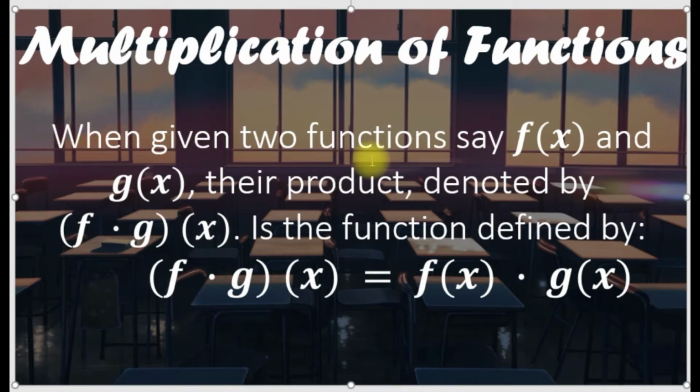When given two functions, say f of x and g of x, their product denoted by f dot g of x is the function defined by f dot g of x is equal to f of x dot g of x. By the definition of the product of two functions, we just multiply the two given expressions for f of x and g of x. To further understand the definition, let's try to have some examples.